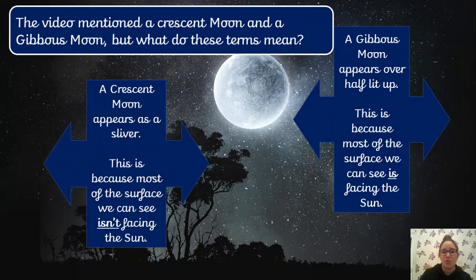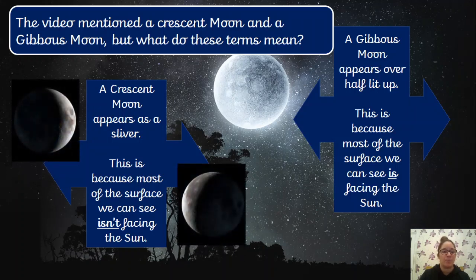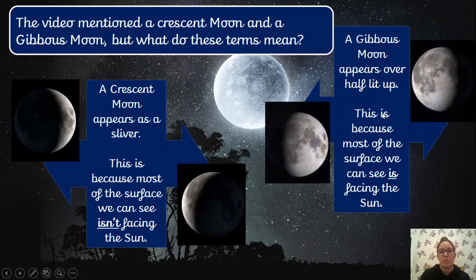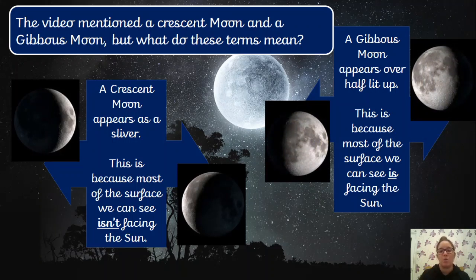Okay, so the video mentioned a crescent moon and a gibbous moon. What do those terms mean? So a crescent moon appears as a sliver. It's the shape of a crescent, like that. It's because most of the surface we see isn't facing the sun. And then a gibbous moon over here appears over half lit up. So if you can see more than half of the moon, it's a gibbous moon. It's because most of the surface we can see is facing the sun.